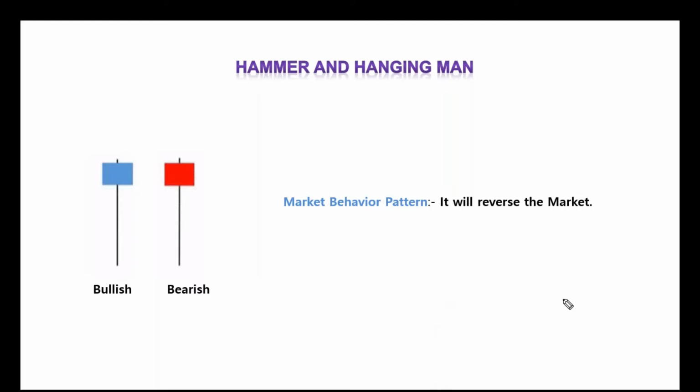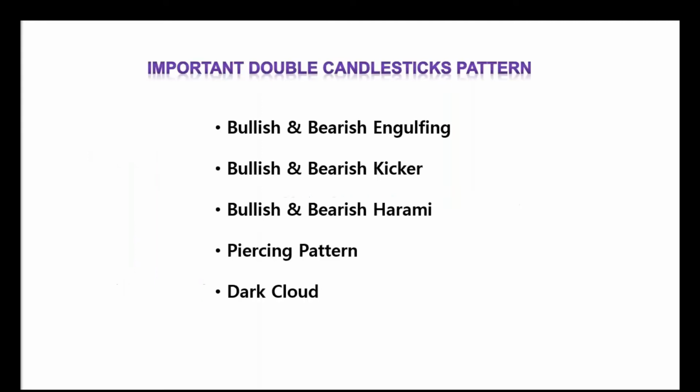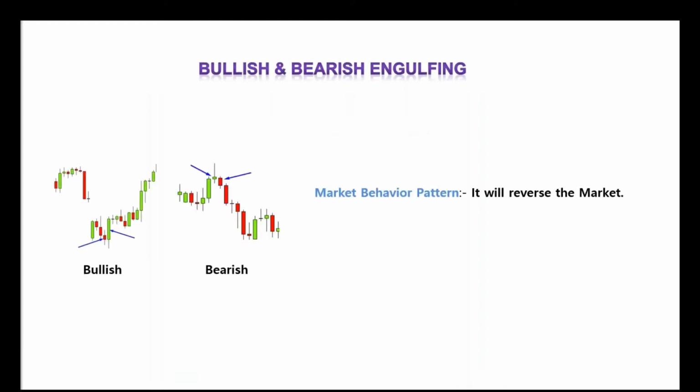So now we have completed the single candlestick patterns. Going further, let's take the important double candlestick patterns to understand the market. The important ones are the bullish and bearish engulfing, bullish and bearish kicker, bullish and bearish harami, and the other ones are the piercing pattern and dark cloud cover. Let's go further and see each of them one by one.